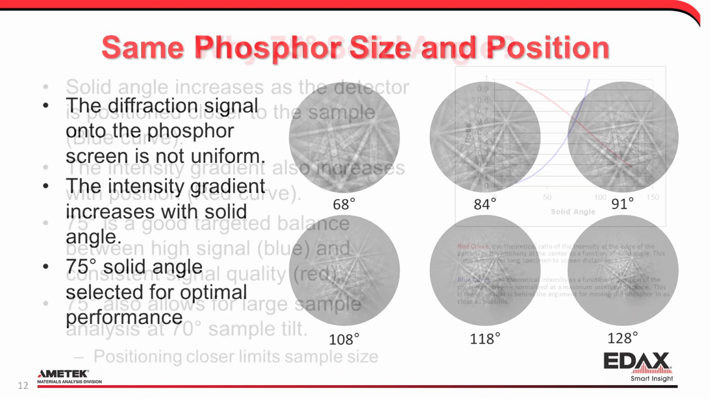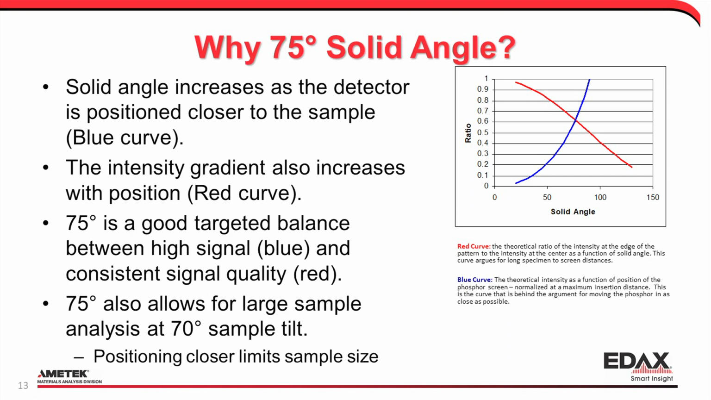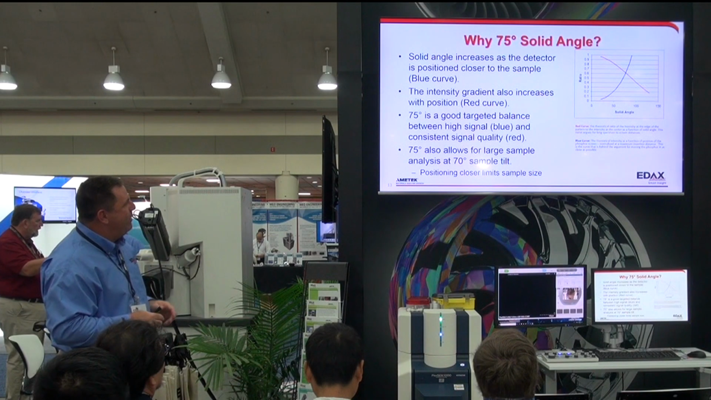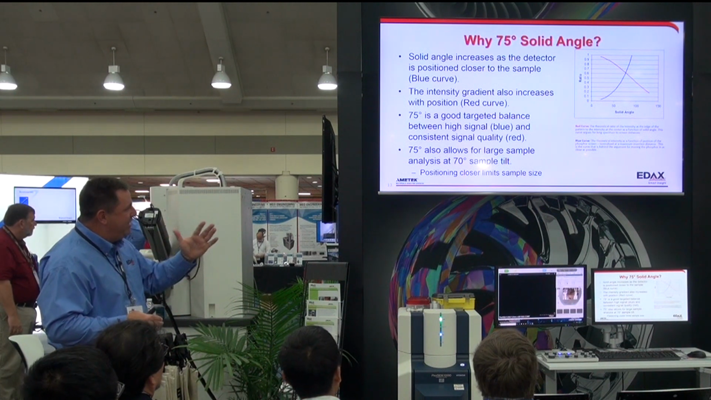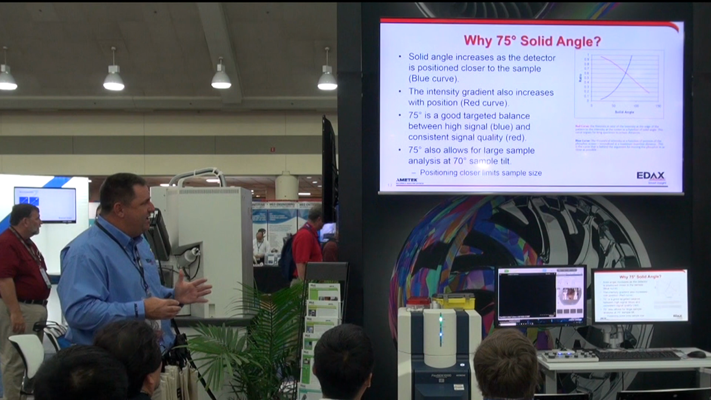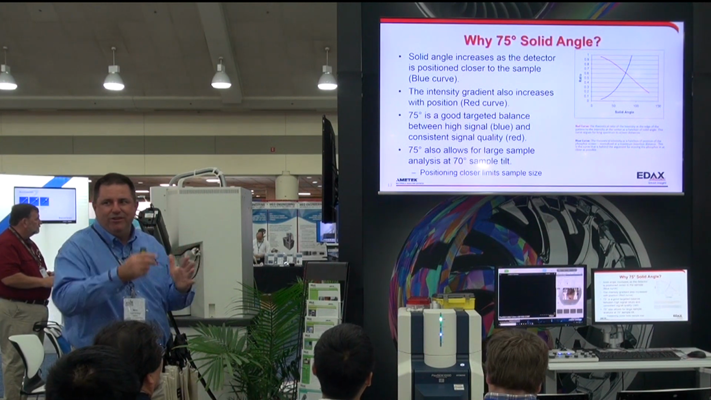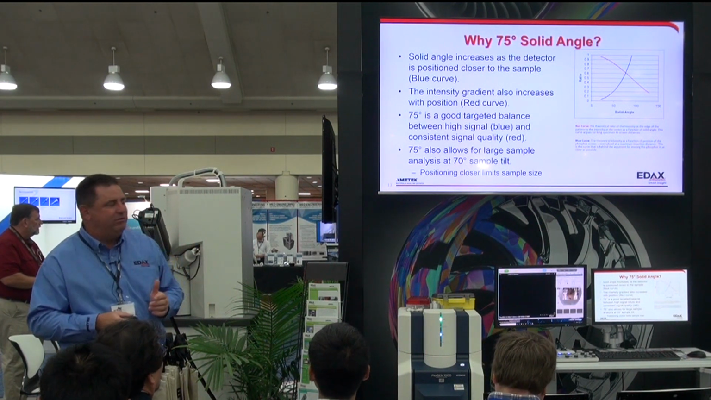So we target 75 degrees because that's where we get a good mix between maximum intensity and useful dynamic range between the center and the edge of the detector. So that's where we aim for 75-degree solid angle. That position also allows us to get good 70-degree sample tilt. If we start to get closer than that, you start to worry about size of sample limitations.